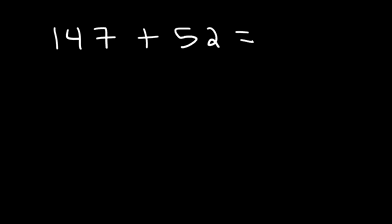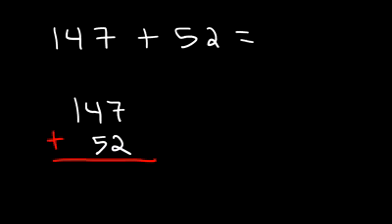Try this one. 147 plus 52. So first, rewrite it like this. 7 plus 2 is 9. 4 plus 5 is 9. And since there's no number here, treat it as if it's a 0, because 0 is nothing. 1 plus 0 is 1. So 147 plus 52 is 199.